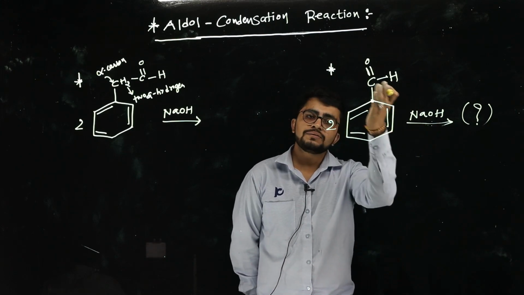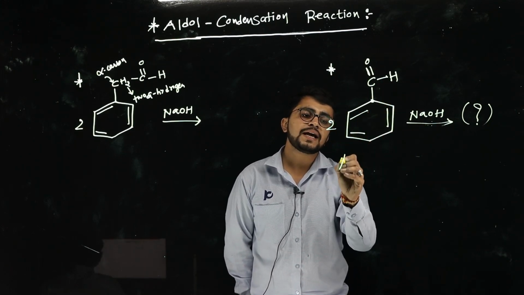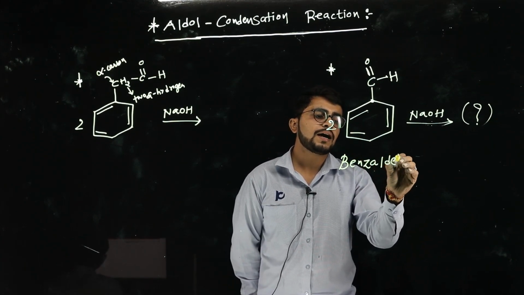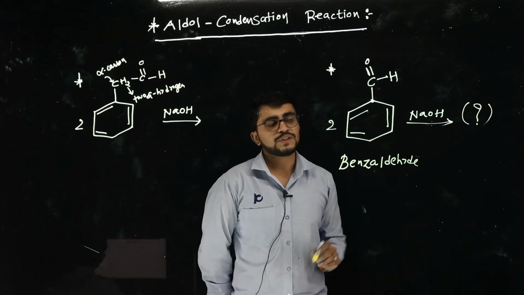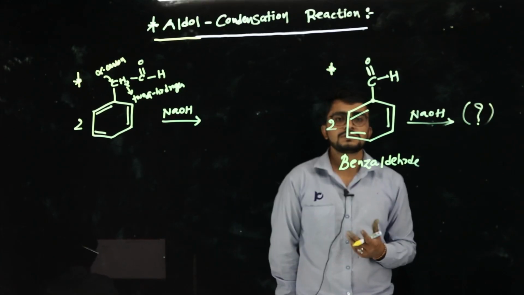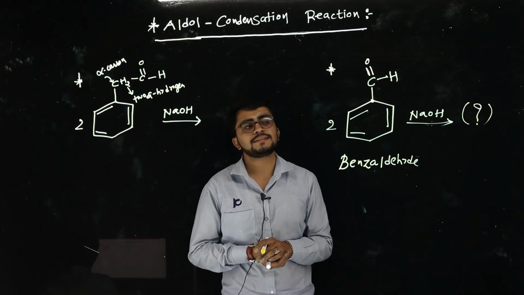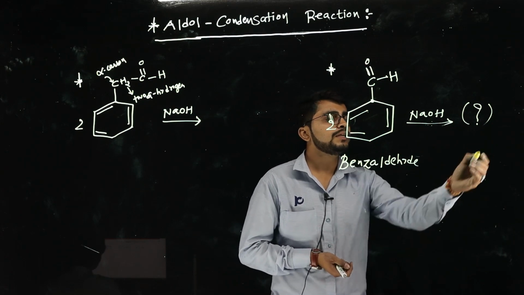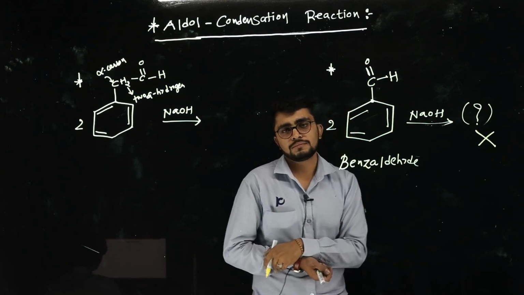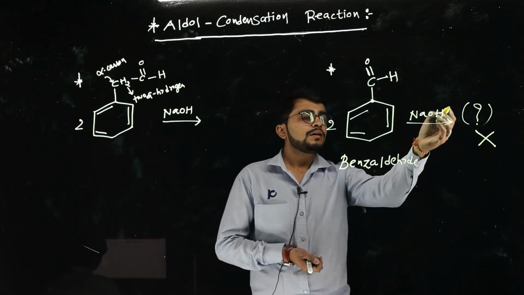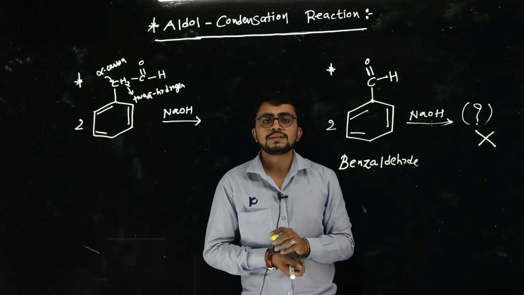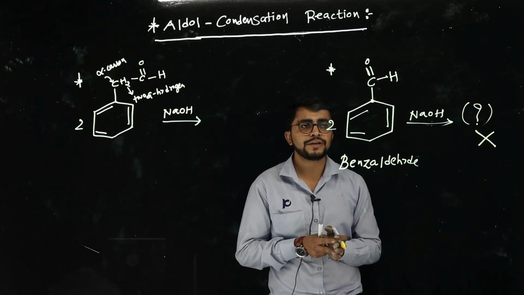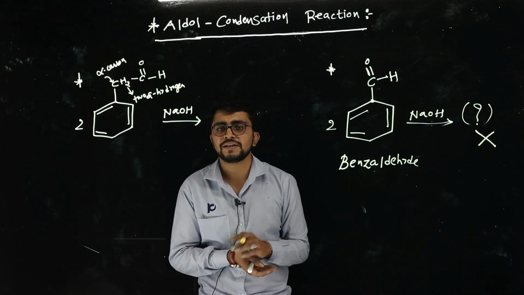So base reacts with 2 moles of benzaldehyde. The product is not formed because the primary requirement of this reaction is alpha hydrogen. So the final product is not formed. Here the product is not formed due to the absence of hydrogen, it means alpha hydrogen is not there. In short, alpha hydrogen is not there. Okay, so the product is not formed for this particular reaction.